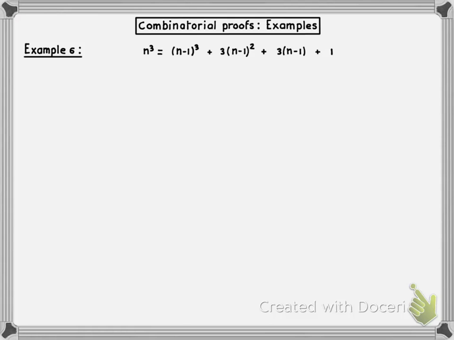So this is a theorem of the form A equals B, and we want to write a combinatorial proof, which means we must find a set whose number of elements is equal to either A or B. Now in this case, A is much simpler, so let's focus on n cubed first. So n cubed, of course, is equal to n times n times n. That brings about the idea of applying the product rule.